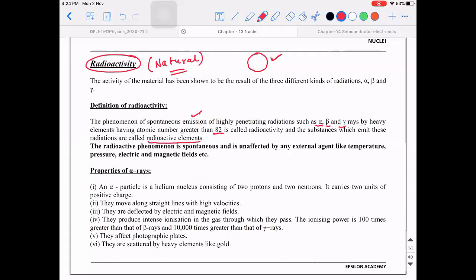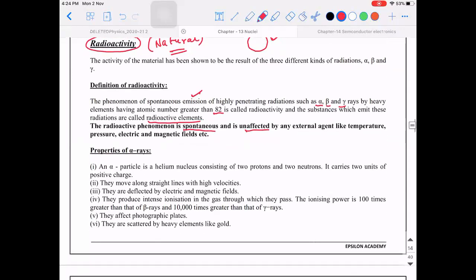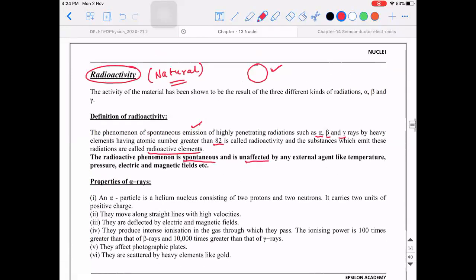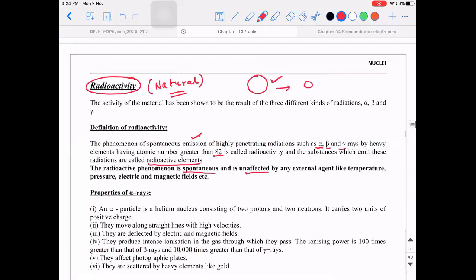So here an important point to note is that it is spontaneous and is unaffected by any external agent like temperature, pressure, electric and magnetic fields. So try to understand, an unstable nucleus will disintegrate into a smaller nucleus along with the liberation of either alpha particles, beta particles, or gamma rays.